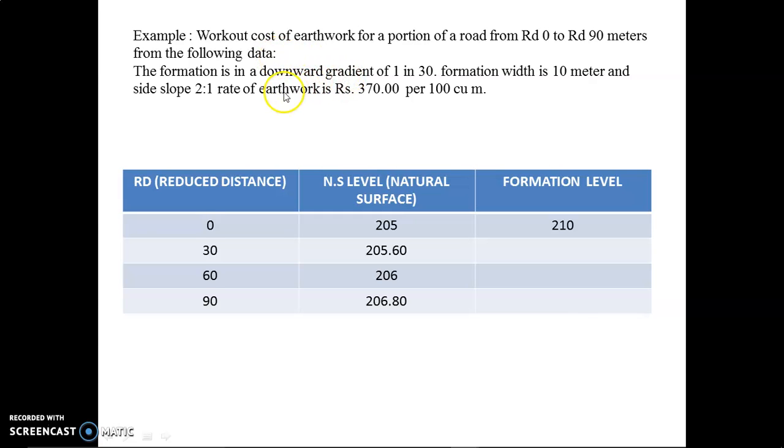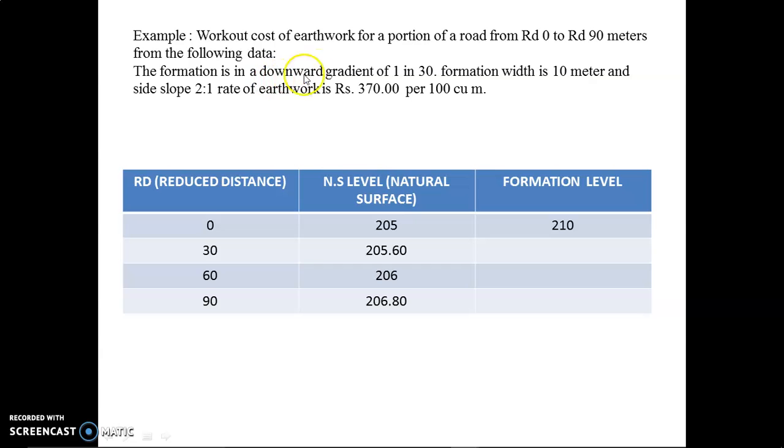Here we have been given one road. For that we have to find the quantity of earthwork, and we also find the abstract of cost. The formation is in a downward gradient of 1 in 30. Formation width is 10 meter and side slope is 2:1. Rate of earthwork is 370 per 100 cubic meter.